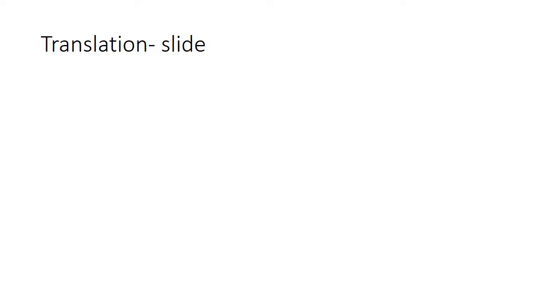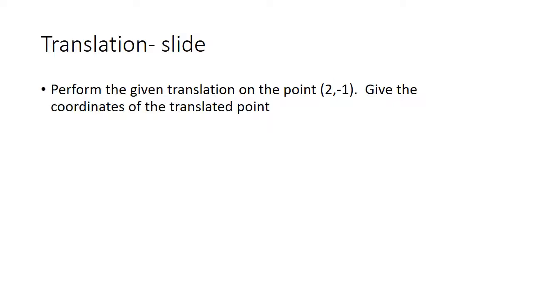A translation is just a slide. Whenever you move something with a translation, you are taking it and moving it in the same direction a specific distance. So we are going to perform some translations on a point that is going to be at 2, -1, and then we want to give the coordinates of the translated point and see if we can identify some quick ways to find out what our new coordinates would be without actually graphing it. So the first one we're going to do is move it 4 units to the left.